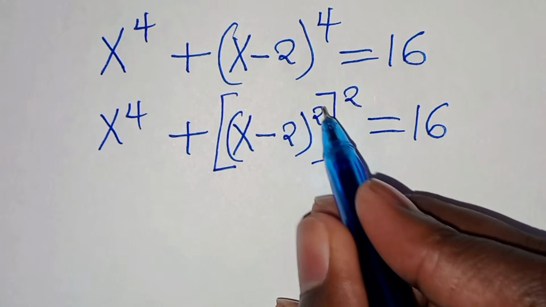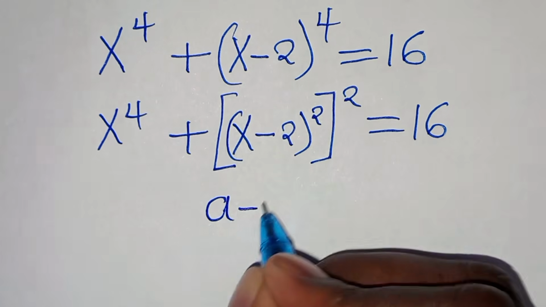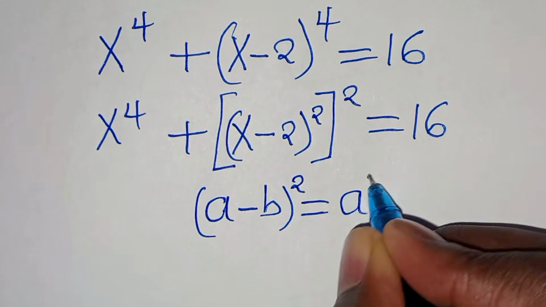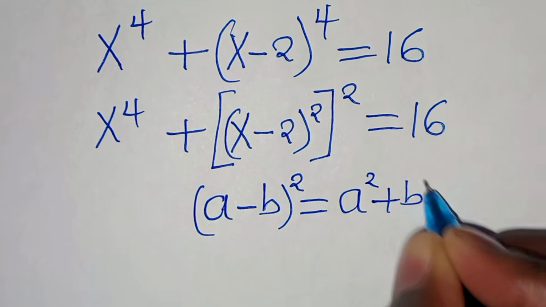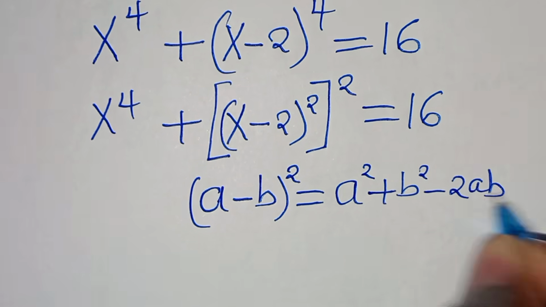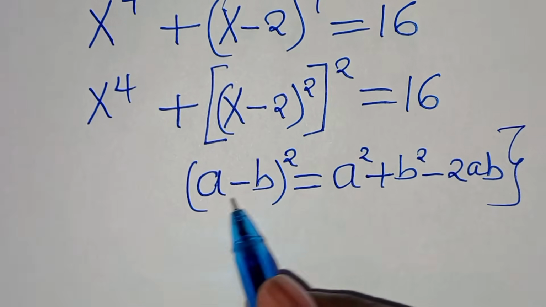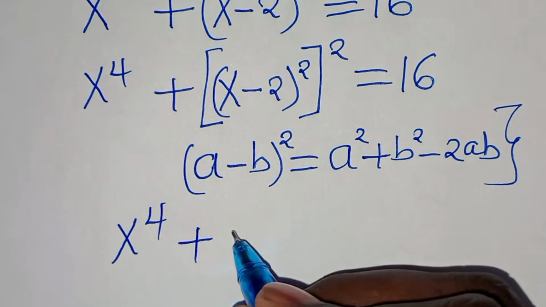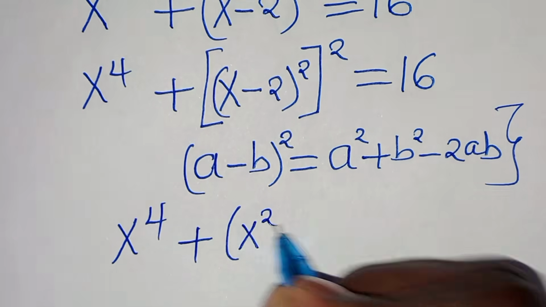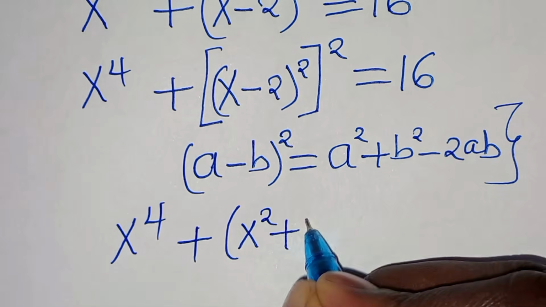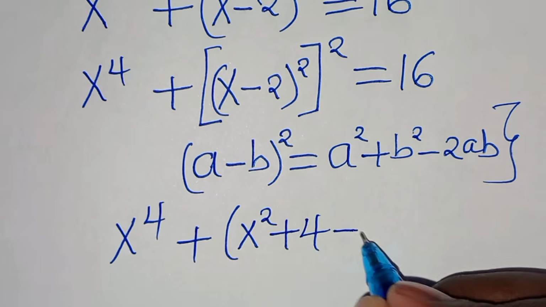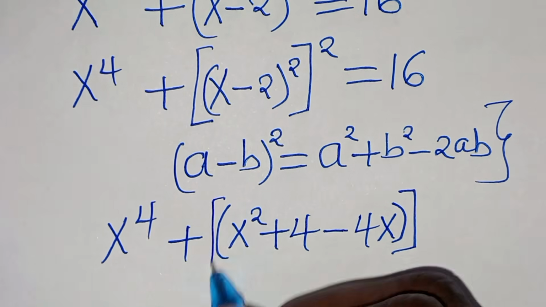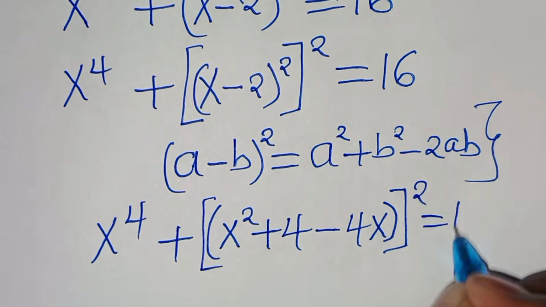(x - 2) to the power of 2 is in the form of (a - b) raised to the power of 2, which we can express as a to the power of 2 plus b to the power of 2 minus 2ab. Now let's apply this algebraic identity, so that now we have x to the power of 4 plus, this is (x squared plus 4 minus 4x), everything here raised to the power of 2. This is equal to 16.